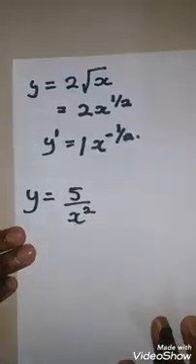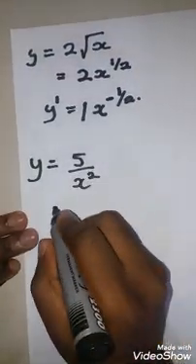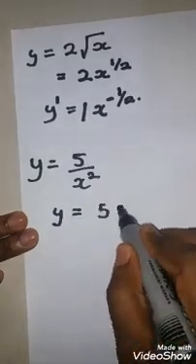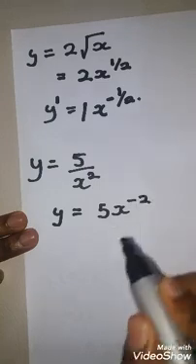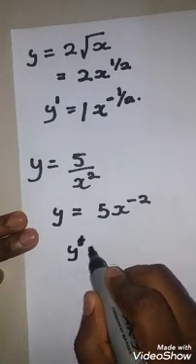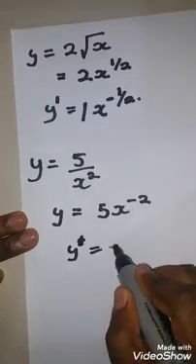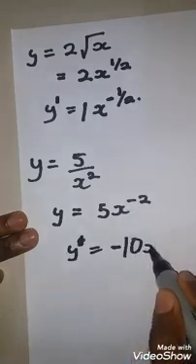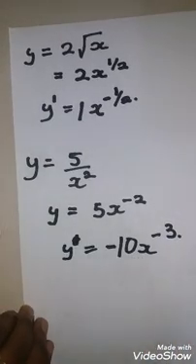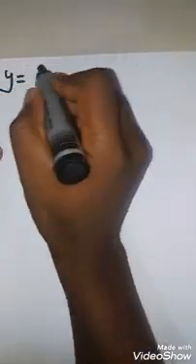So the next equation now is 5 on x squared. That is 5x to the minus 2. So dy on dx equals minus 10, x, minus 2 minus 1, which will be minus 3. So you just have to know your indices. It's very, very important. Revise your indices.